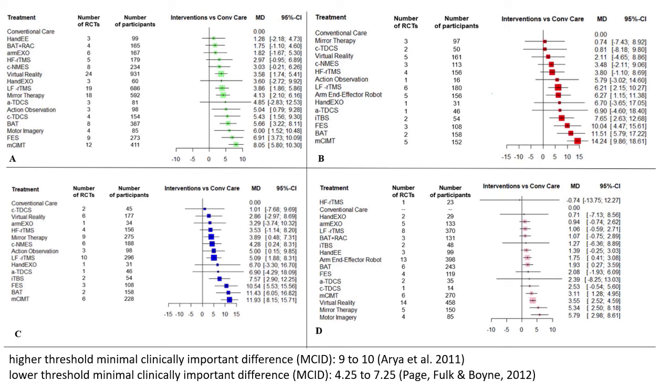Another important note is that the MD column represents the mean difference estimated on the Fugl-Meyer, and as shown by the minimal clinically important differences listed on the bottom, many of these interventions in the acute and subacute phase surpass the highest reported threshold, and a few interventions in the chronic phase also surpass the lower reported threshold.